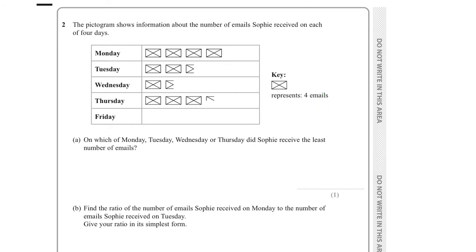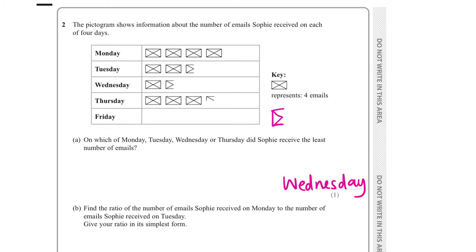So, if I was to draw this, what does that mean? 2 emails, because it's half of the picture, isn't it? Okay, this is our guide. So, on which of Monday, Tuesday, Wednesday or Thursday did Sophie receive the least number of emails? Which one has the least pictures? Wednesday. We didn't even have to work that out. We can just look at the pictures.